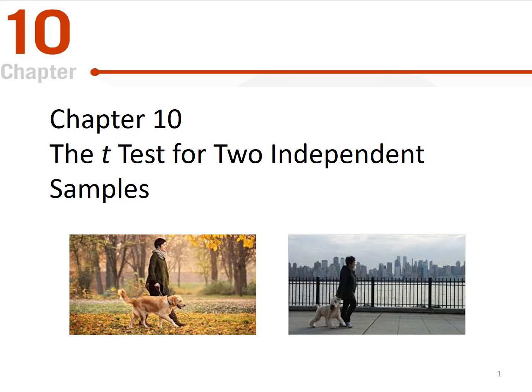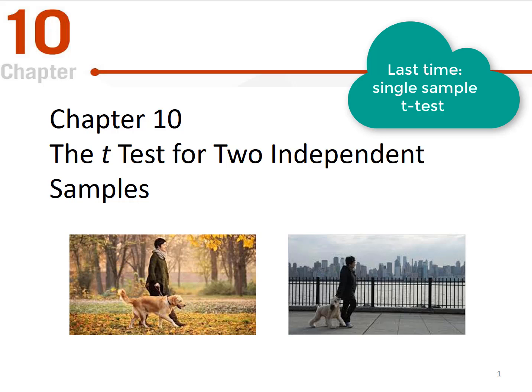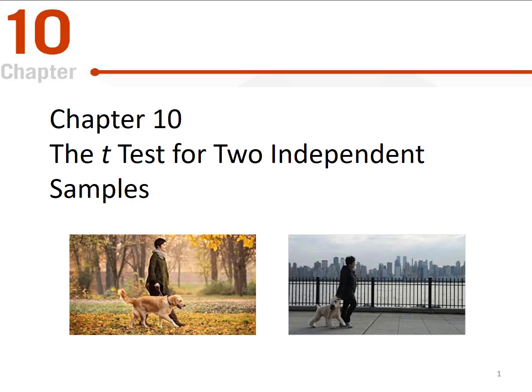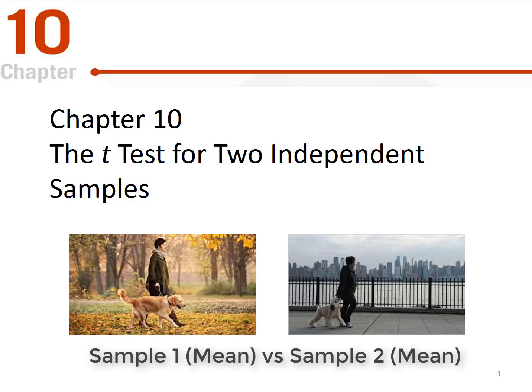Let's begin with Chapter 10, the t-test for two independent samples. Last time we went over the single sample t-test, where we compared the sample mean with the population mean to get the t-statistic. However, if you think about it, most behavioral science research is less designed to compare the population mean to the mean of a sample, and instead most often research involves comparing two sample means to another.